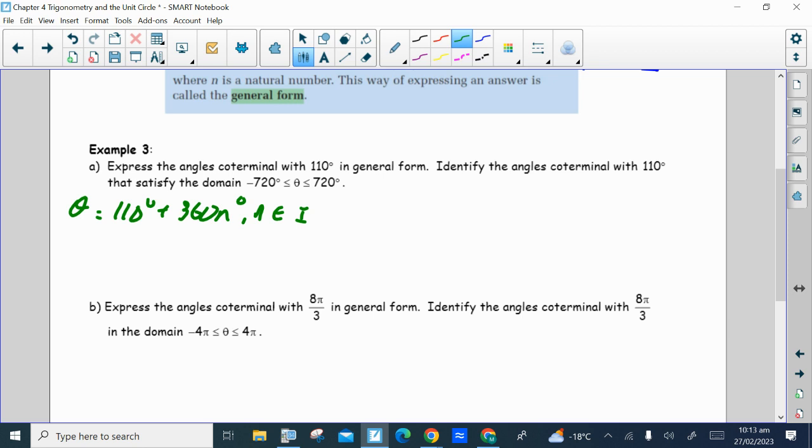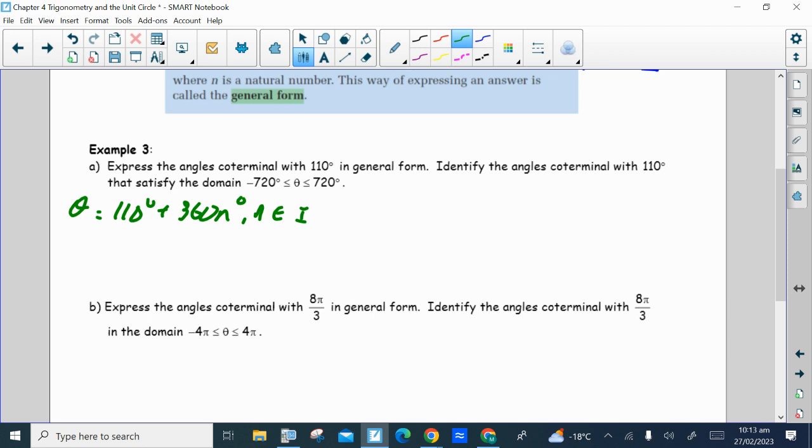When n is negative 1, you're going to subtract 360 degrees. You're going to go 360 degrees in a clockwise direction. When n is negative 2, you're going to go twice around the circle in a clockwise direction. You're actually going to go 720 degrees from 110. When n is negative 3, you're going to go 3 rotations in a clockwise direction. And when n is positive 1, you go 360 in a positive direction, so you add 360. When n is 2, you'd add another 360, or you'd add 720 onto 110, and so on.